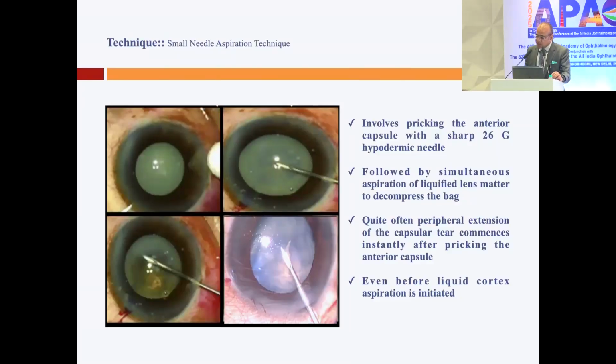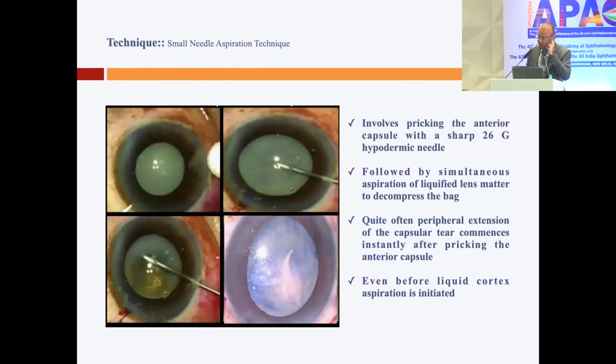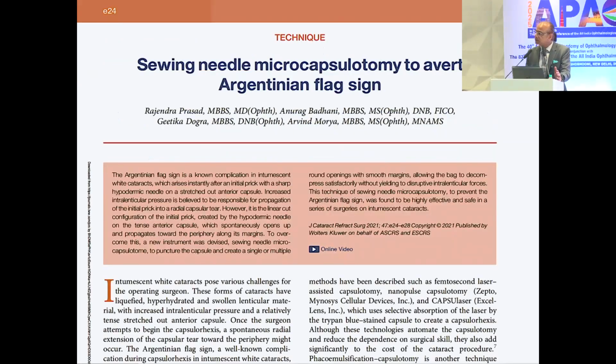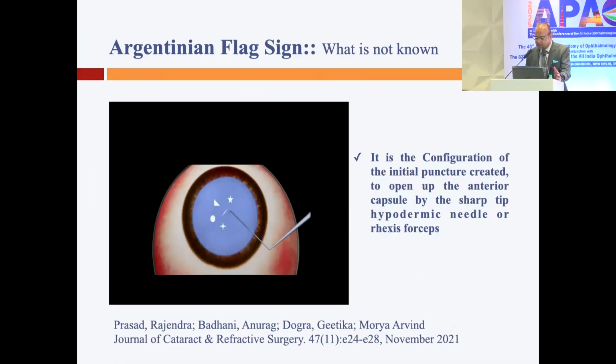But often the peripheral extension of the capsular tear happens instantly after pricking the anterior capsule, even before the liquid cortex aspiration is initiated. So there have to be some other factors which assist the raised intralenticular pressure to propagate the splitting of the anterior capsular tear, resulting in the Argentinian flag sign. This technique was published in JCRS.